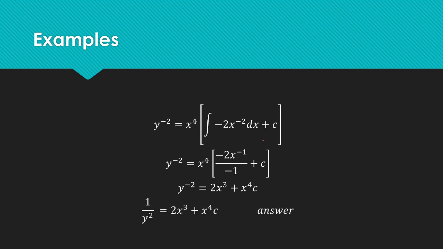And then, tanggalin natin yung negative na exponent. Magiging 1 over y squared is equal to 2x cubed plus x to the 4th power times c. So, this is our general solution. Ayun. So, ganun lang kadali.